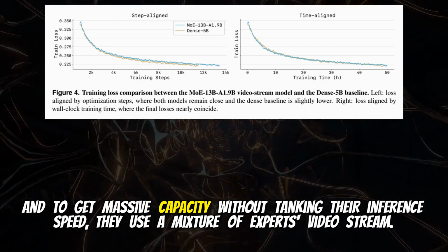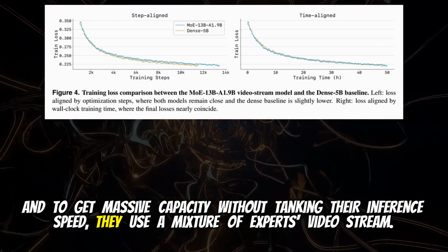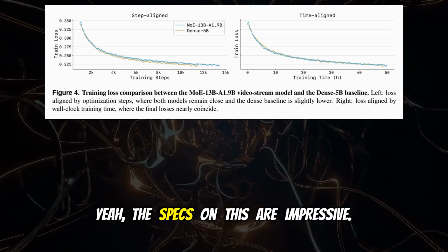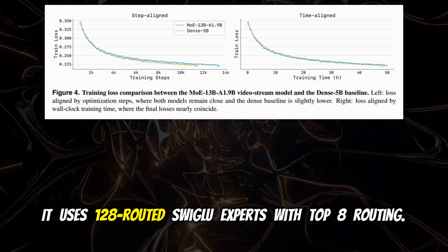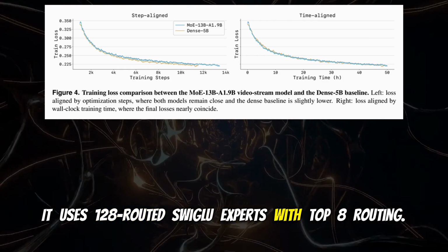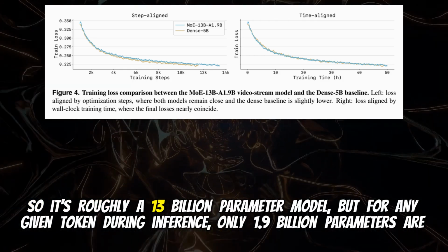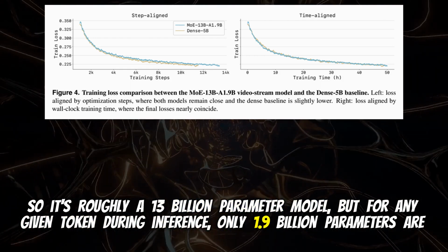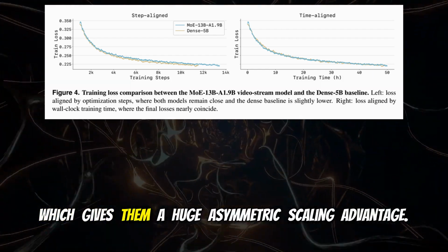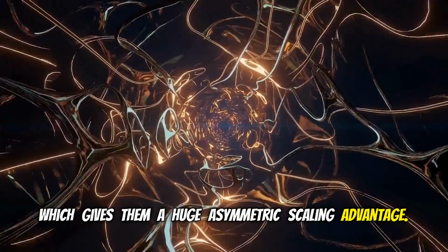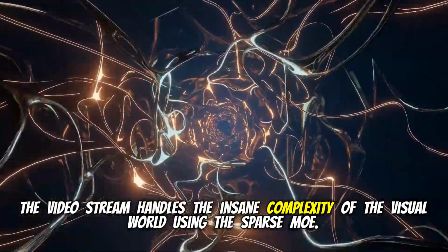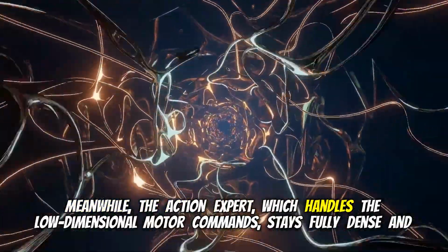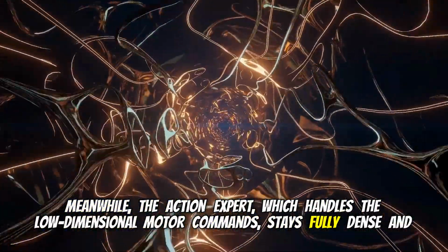And to get massive capacity without tanking their inference speed, they use a Mixture-of-Experts video stream. They follow the DeepSeekMoE principle. Yeah, the specs on this are impressive. It uses 128 routed SwiGLU experts with top 8 routing. So it's roughly a 13 billion parameter model, but for any given token during inference, only 1.9 billion parameters are active. Which gives them a huge asymmetric scaling advantage. The video stream handles the insane complexity of the visual world using the sparse MoE. Meanwhile, the action expert, which handles the low-dimensional motor commands, stays fully dense and active.